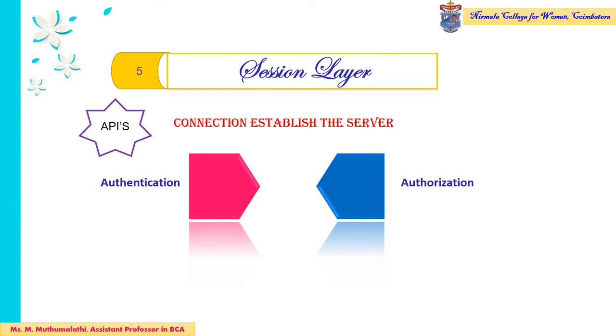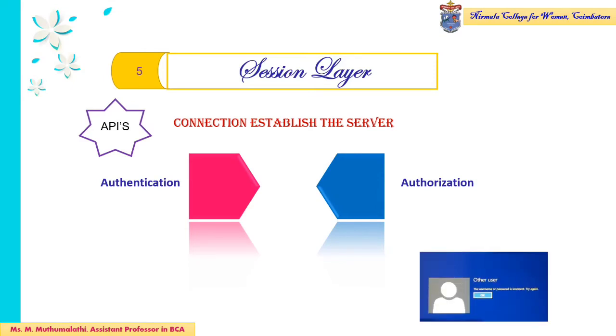After authentication is done, authorization will be checked. This process determines the permissions of the client. Suppose the username or password was wrong, we get a notification like the password is wrong, try again. The session layer helps with session management, that is authentication and authorization.